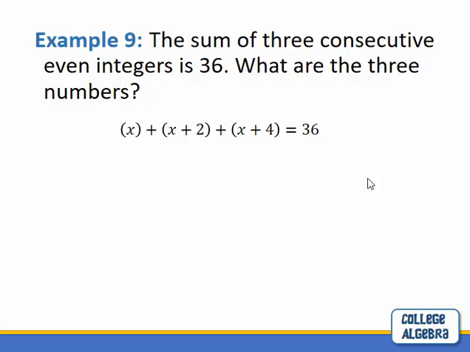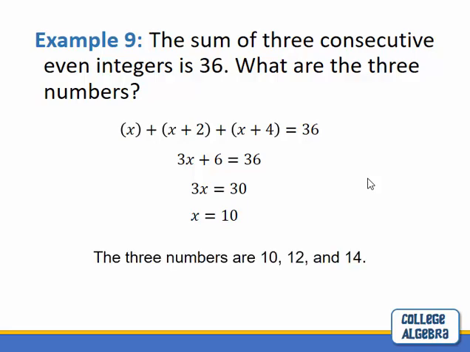We're going to add those up and get 36, so that's our equation. If we drop our parentheses, we've got X plus X would be 3X, and then 2 plus 4 would be 6. So 3X plus 6 equals 36. Subtract 6 from both sides, 3X equals 30. Divide both sides by 3, and we get X equals 10. Then we would have X plus 2 and X plus 4, so 10, 12, and 14 would be the three numbers we're looking for. They add up to 36. You can check there. You might be able to solve that by a guess and check method since the numbers aren't terribly large, but that's how we can use algebra to solve this problem.